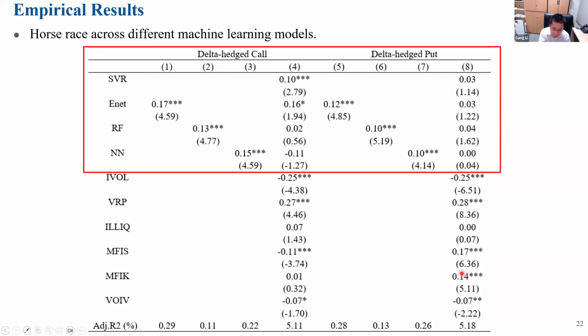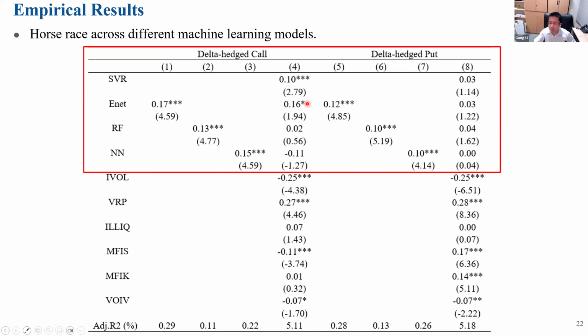It is worth noting that the textual information extracted by those machine learning approaches largely overlaps with each other. For example, if we run univariate Fama-MacBeth regressions for each of them, they are all significant. But if we run horse race regressions including all the textual predictors from those machine learning approaches, there will be a strong multicollinearity issue among them. So all the coefficients will not be significant.